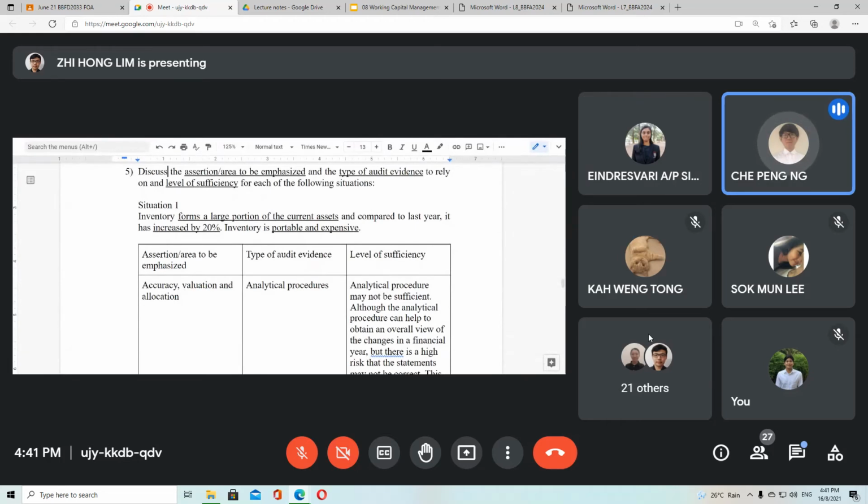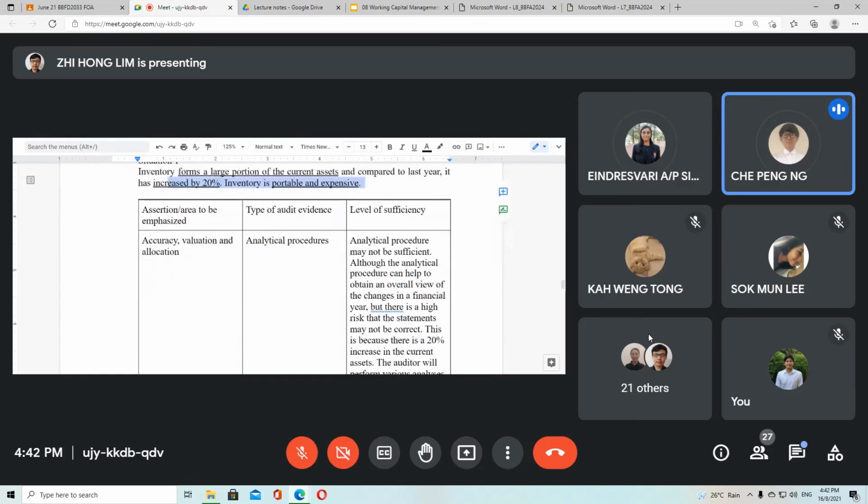I will present question 5. Discuss the assertion areas to be emphasized and the type of audit evidence to rely on and level of sufficiency for each of the following situations. Situation 1 is talking about inventories forming a large portion of the current assets, and compared to last year, it has increased by 20%. Inventory is portable and expensive. So the area to be emphasized is accuracy, valuation, and allocation.